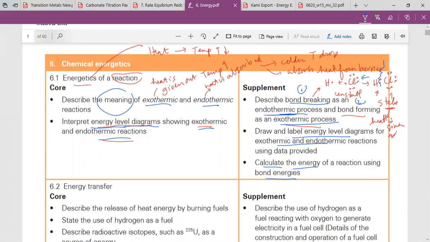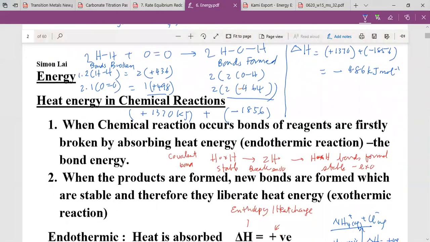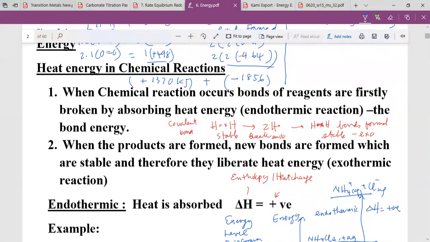Again, you need to draw the energy level for both of them and calculate the reaction. So we're going to do all this and others later. I'll show you first, but I will do other kinds of reactions as you've done in the class. The first thing, of course, here you have the definition. When a chemical reaction occurs, bonds of reagents are first broken. To break the bond, because the bonds are stable, you absorb energy. So it's endothermic. Like here, this hydrogen, H-H.